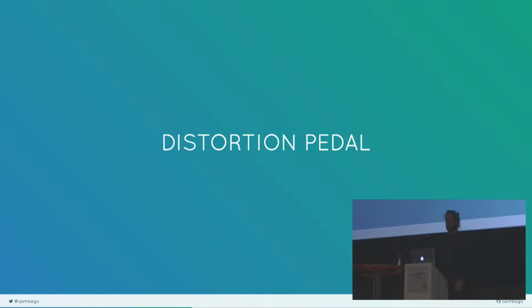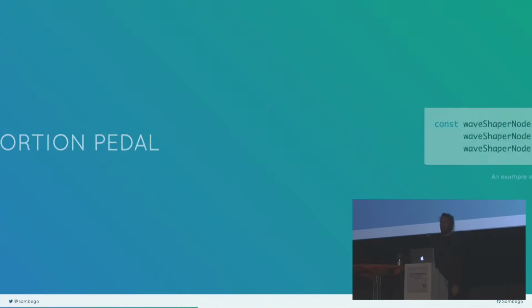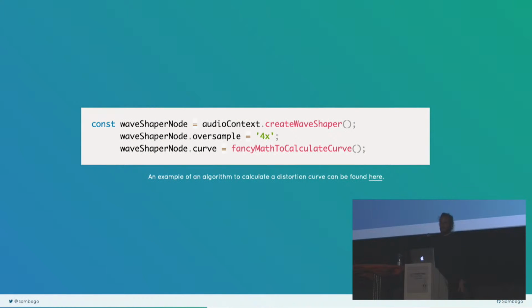The second one is a distortion pedal. Distortion is something which makes your guitar sound a bit more rock or metal, just dirty, aggressive. It's something that gets used by most electric guitar players. And we can create this effect with a wave shaper node. A wave shaper node is basically a node which lets you alter the shape of your wave. As we saw earlier, a regular sound is just a sine wave, a smooth, even wave, like this.